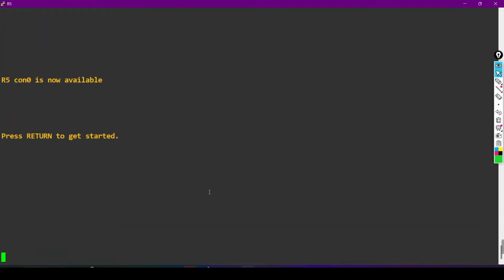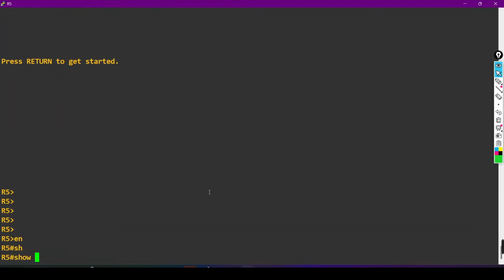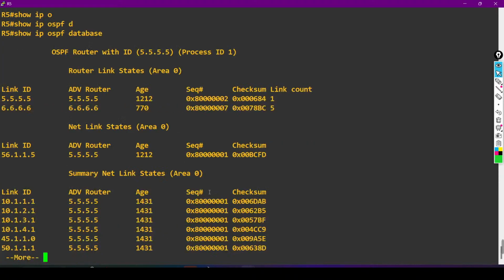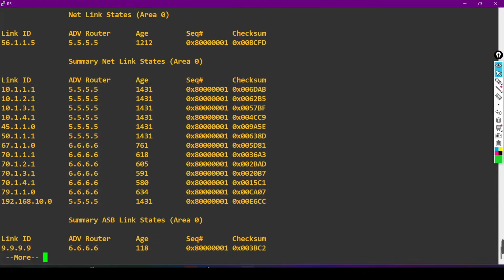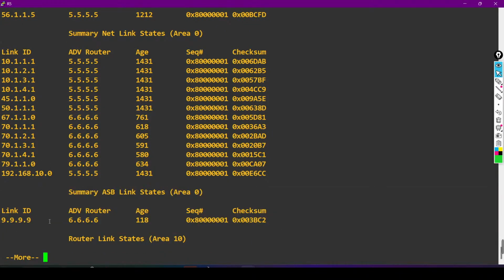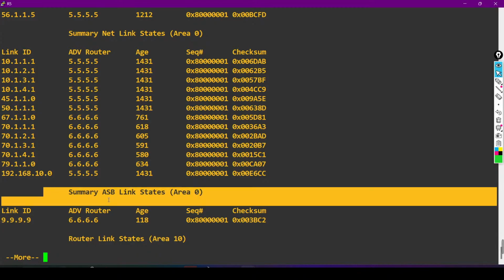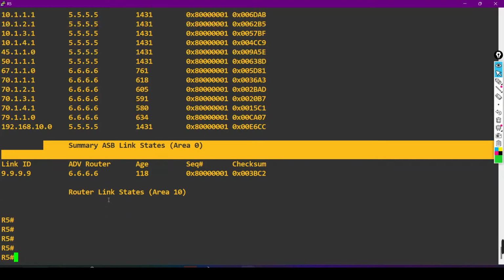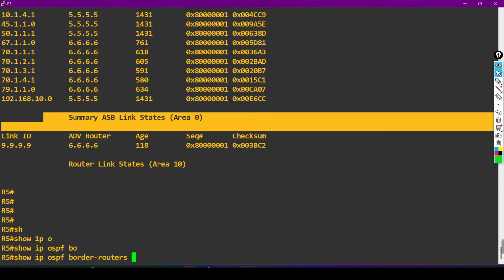In the database of router 5, so IP OSPF database, are you able to see the summary ASBR LSA? Who is generating it, guys? Advertising router ID 6.6.6.6, and in the link ID there is information about the ASBR router ID. So again, LSA 4 is used to share the information of the ASBR only, not to share prefix information. Yes or no? Through this LSA, this router will come to know that 9.9.9.9 is my ASBR. So IP OSPF border router, you can verify.